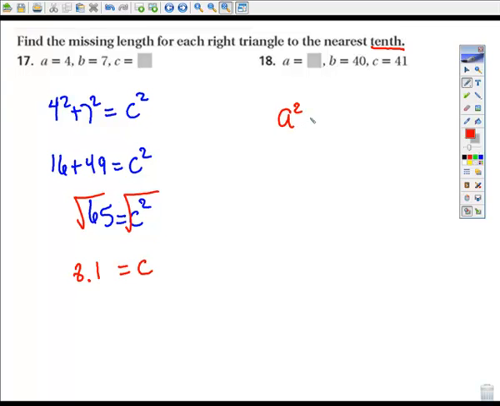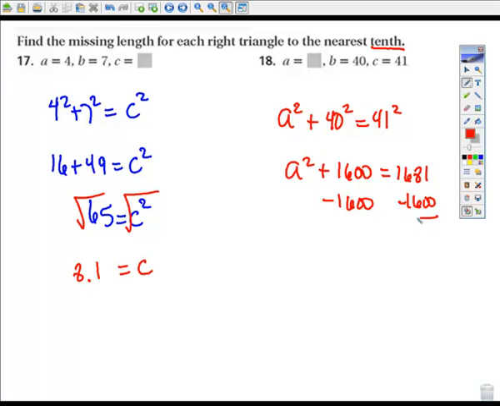This one, I'm looking for a, so a squared plus, in this case, 40 squared equals 41 squared. So a squared plus 40 squared, which is 1600, equals 41 squared, which is 1681. And I'm looking for a leg, so we subtract the 1600. So I get a squared equals 81. And I don't need my calculator for this because I know the square root of 81 is exactly 9. And I know technically it's positive and negative 9, but I'm looking for a length of a side of a triangle, so I do not need a negative answer.